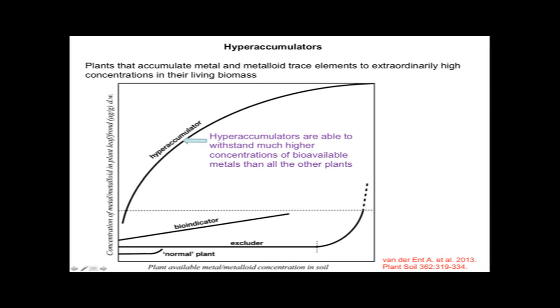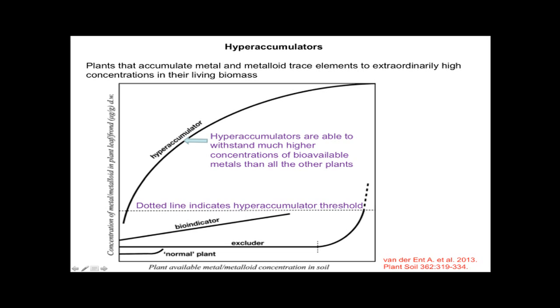Finally, we have the hyperaccumulators, which are plants that can withstand much higher concentrations than all the other plants. They have this type of response to the availability of metals in the soil. So we can see that they can have large amounts of metals in their tissues. And these plants have some special mechanisms to withstand these high concentrations of metals. And this dotted line, as I said before, is the threshold of hyperaccumulators.